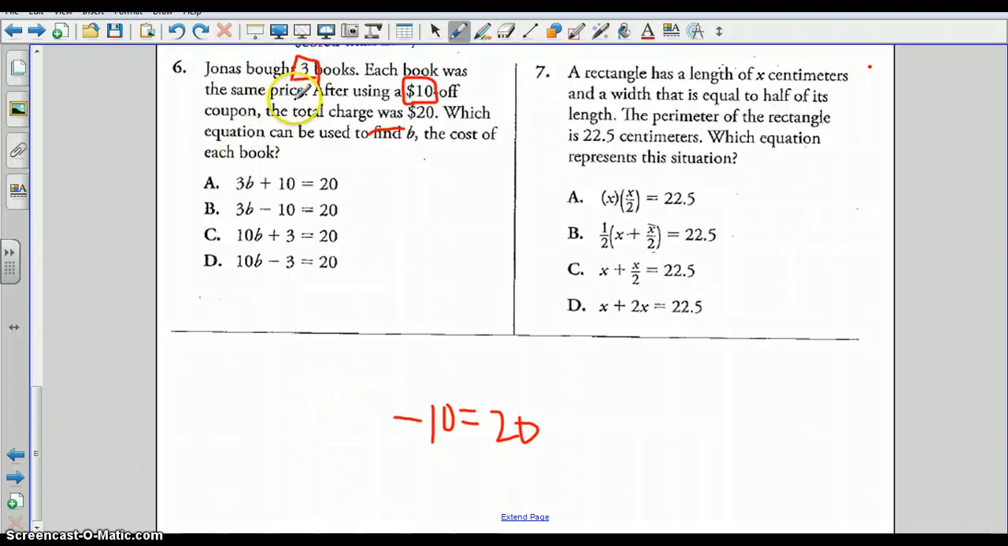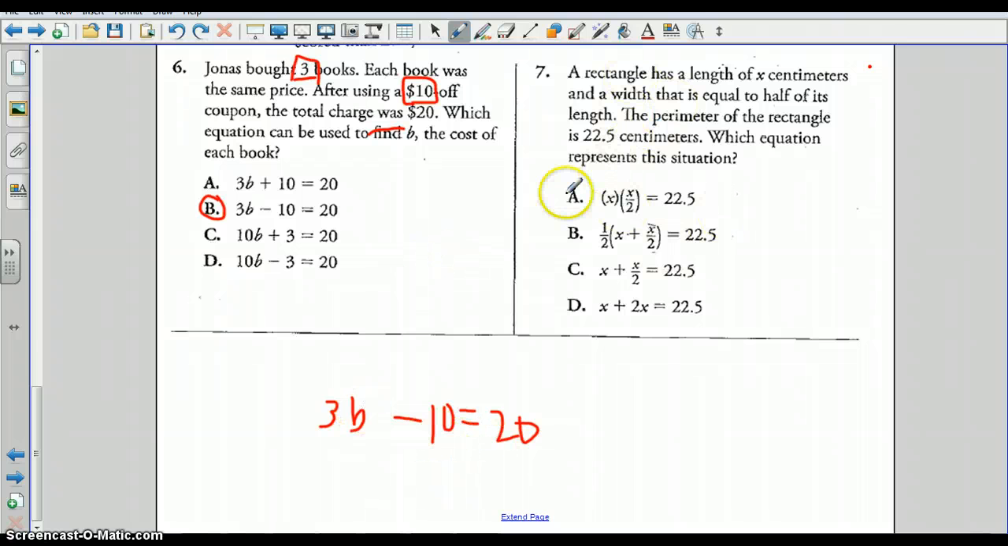So if he buys 3 books, he needs to buy 3 times the number of books. So the cost of each book, 3 times the cost of each book. We take off our $10, we get 20. That would be this. So the rate that's changing is how much we're paying for books. We're multiplying, and then we're taking off this $110 that wouldn't change no matter how many books we bought, and that would be our equation.